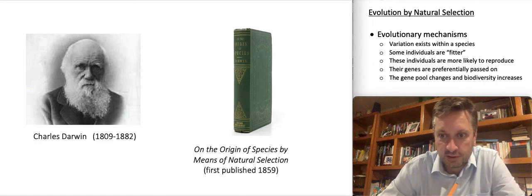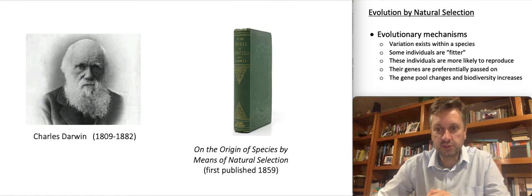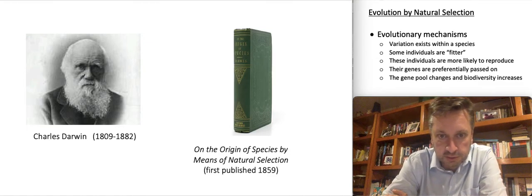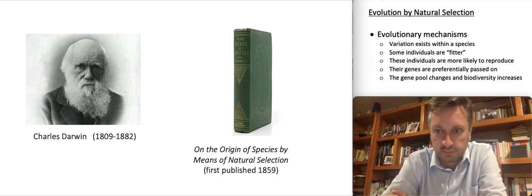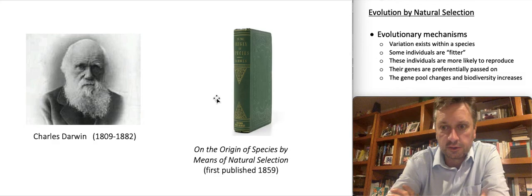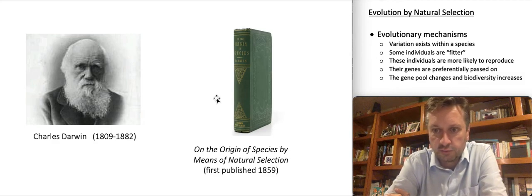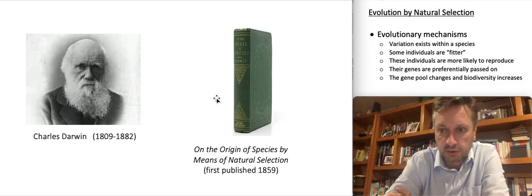But let's start by looking at somebody I hope you recognise, Charles Darwin, and this is a first edition of his most famous publication, which was called On the Origin of Species by Means of Natural Selection, first published in 1859. I've read that in 2019, a first edition like this sold at auction for just over $500,000.